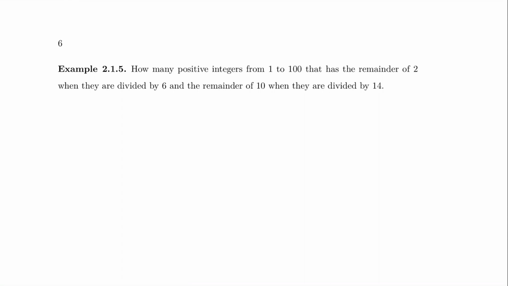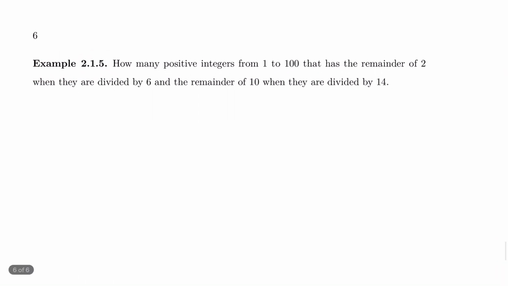Today we will do this example. We have to find the number of positive integers from 1 to 100 that have a remainder of 2 when divided by 6 and a remainder of 10 when divided by 14. So we have to find these numbers in this interval. Let's try to do this.